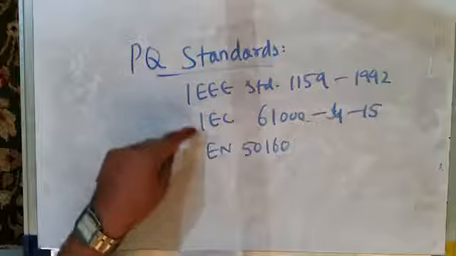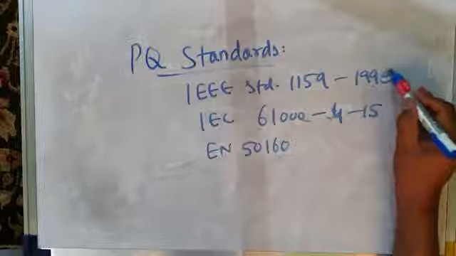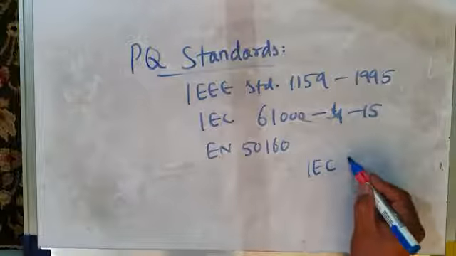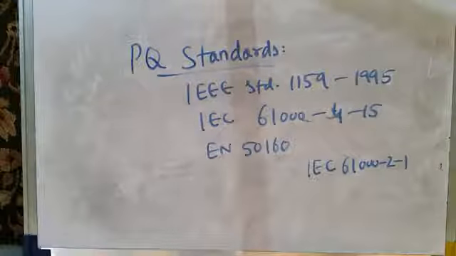So if you go through the literature, you will see that different types of these standards have been published by these IEEE or IEC to quantify different types of power quality problems, like transients, voltage sag, voltage swell, interruptions, voltage flicker, harmonics. They are very well quantified by various types of these power quality standards, like IEEE standard 1159. This is not 1992, this is 1995. Similarly, there is another standard, IEC 61000-2-1. This takes care of transients. This gives the definition of transient and the limits.